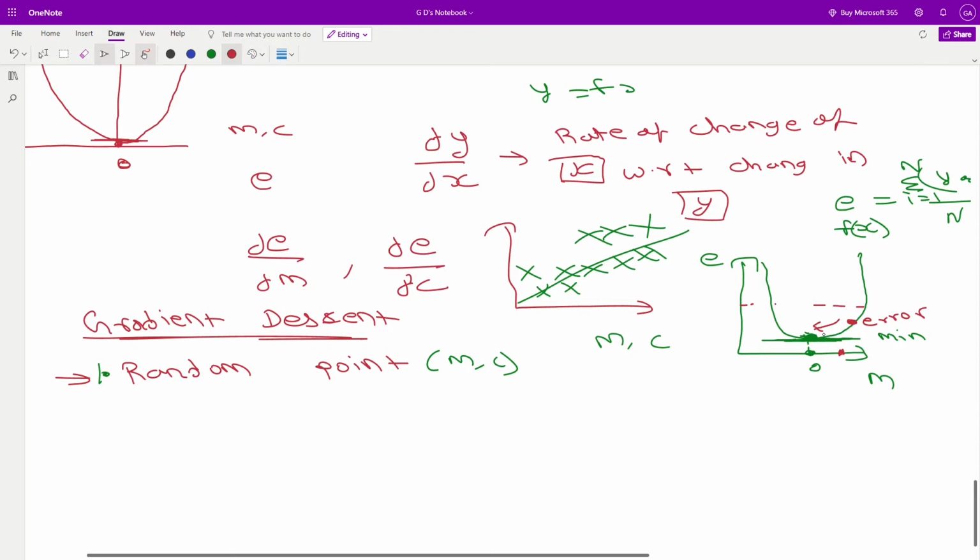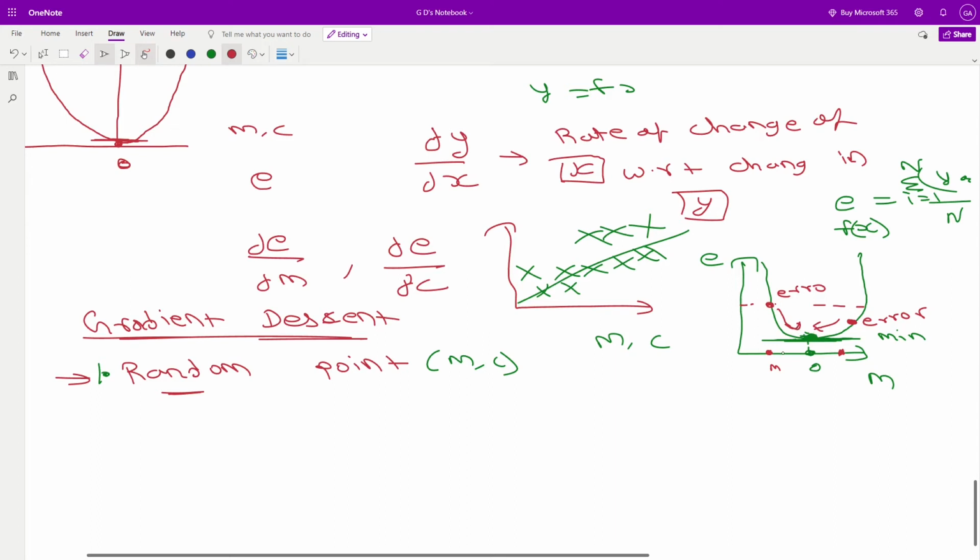Let's assume that when I'm choosing a random point, my m value was selected here, and my error is this for this particular m point. Now I should go in this direction. Ultimately, if your m or your error is on the left side, I should go to the right. If it is on the right side, I should go to the left. This is the main idea.